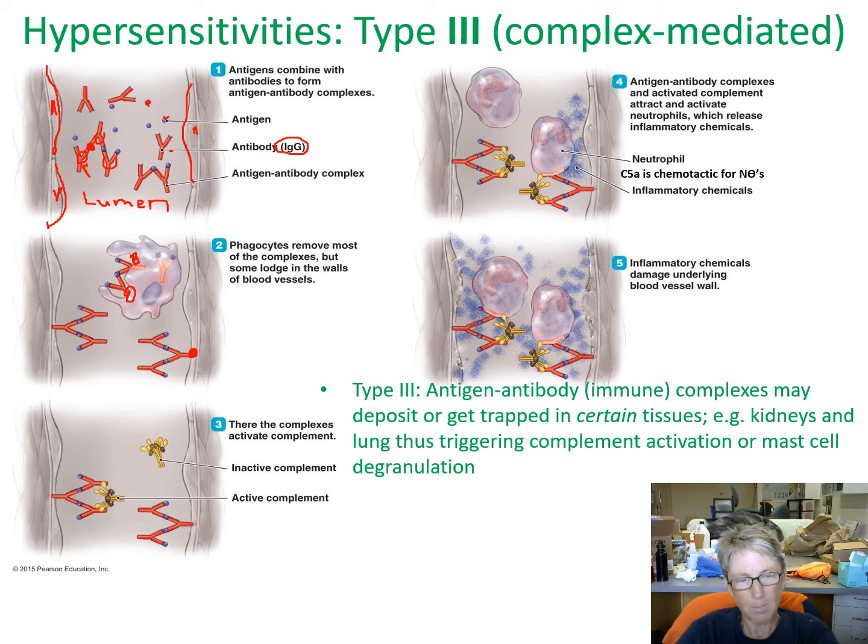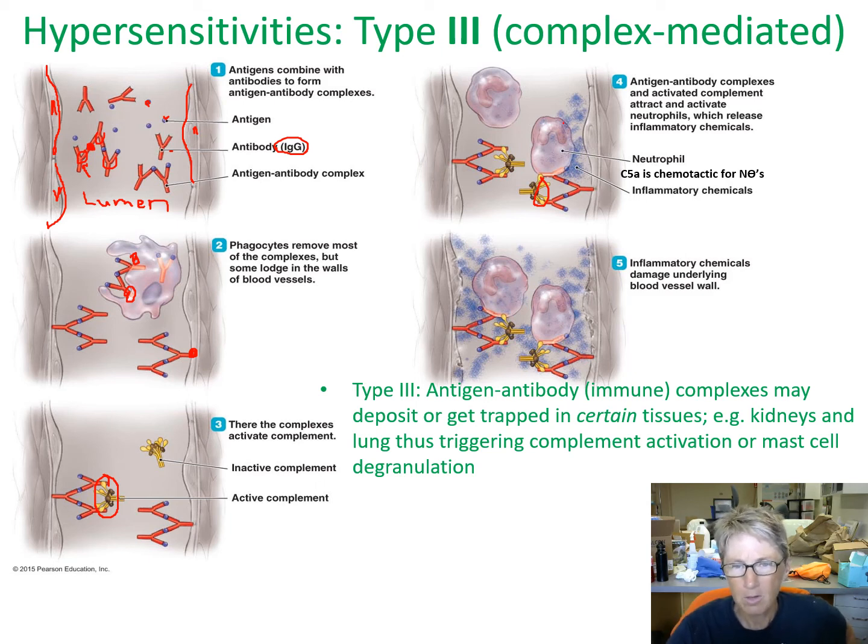And then guess what happens? Complement's also floating in your blood. Complement cascade happens. Complement proteins bind to the Fc portion of your antibody. Then we come over here, step 4. Now, in this case, the antigen antibody complexes and the activated complements will activate neutrophils.